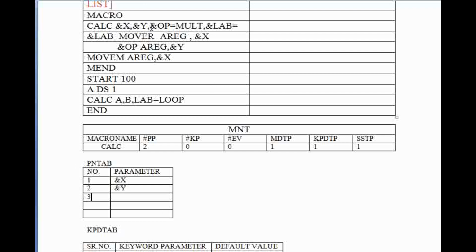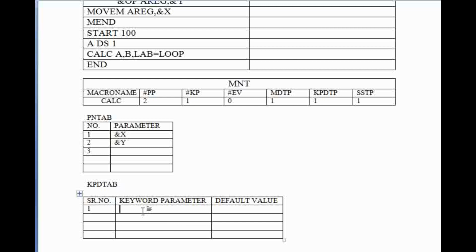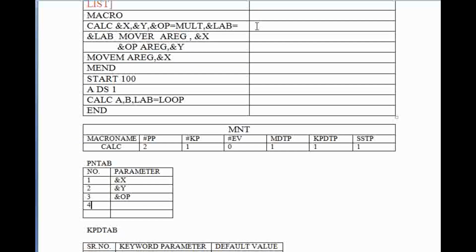Next happens to be &OP=MULT. This is a keyword parameter with default value, so we found one keyword parameter, and that's why #KP is incremented by 1. And over here we need to make an entry, and that entry happens to be &OP, and its default value happens to be MULT. Enter it under the default field, increment the pointer by 1, also make an entry in PNTAB, which happens to be over here at the third place, so we write OP, and we increment the PNTAB pointer by 1.